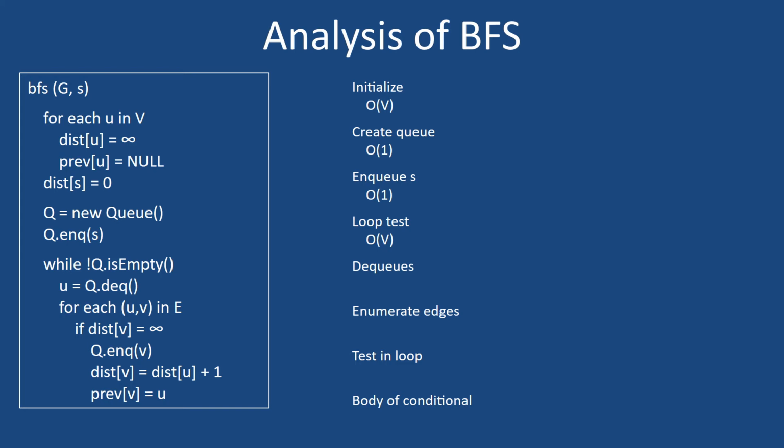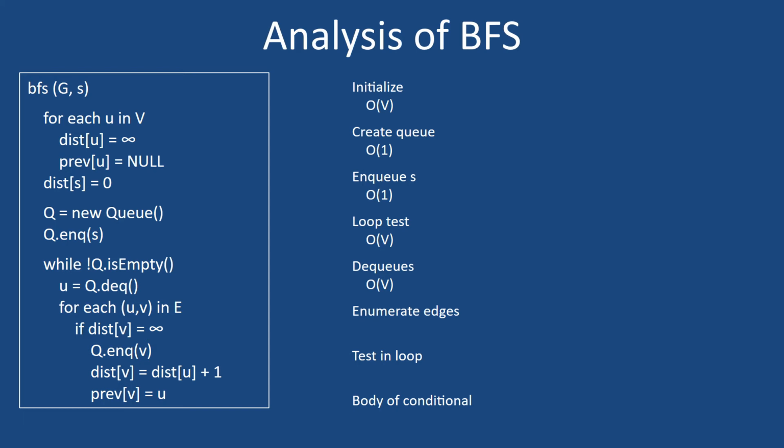What about this dequeue step right here? That'll execute at most V times. Each one is constant. So that's another O of V operation over the entire life of the algorithm. Then, we've got to find all the edges. We made this argument before. Sometimes through this outer loop, we're going to find a few edges. Sometimes we're going to find a lot. But over the course of all the iterations of the outer loop, we're going to have to look at every corner of whatever data structure we're using to find all the edges.